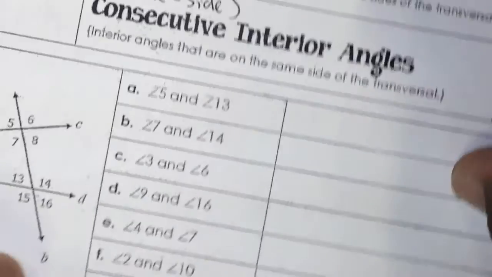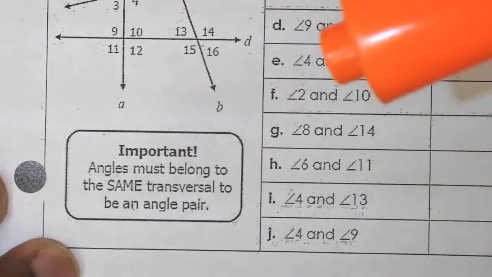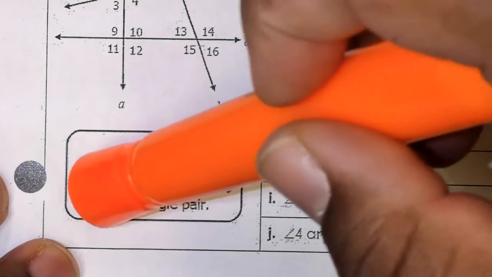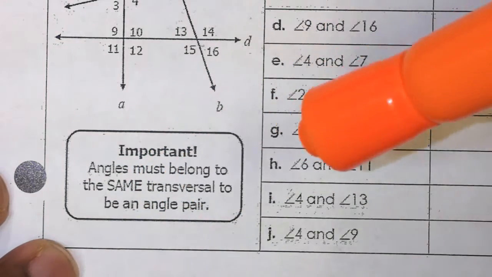Important piece of information down here. I forgot to read this at the beginning last time. We still figured it out. Important piece of information. Angles must belong to the same transversal to be an angle pair. If they don't even belong to the same transversal, then they're not an angle pair.